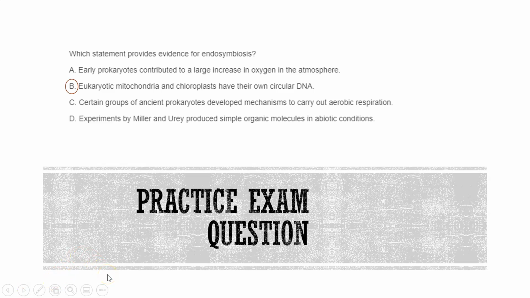Okay, B. Eukaryotic mitochondria and chloroplasts have their own circular DNA. That's the one, that's what we've just mentioned. Look at the question, because when you look at experiments by Miller and Urey, you might think, oh hang on, we did that, it would be that one, but it's not actually answering the question that's been asked.